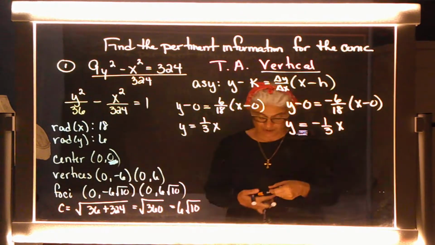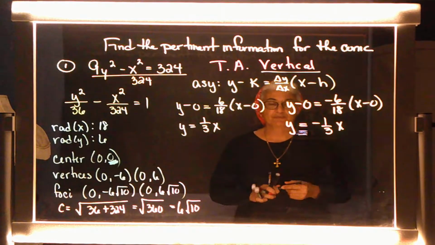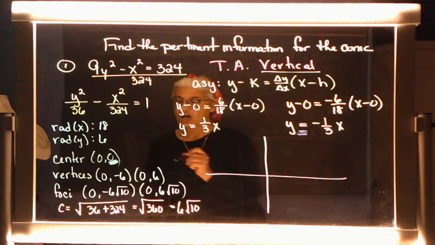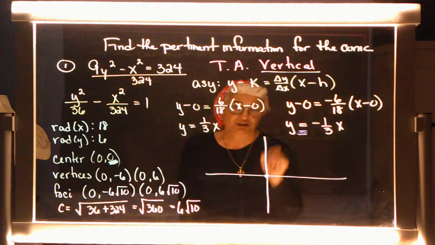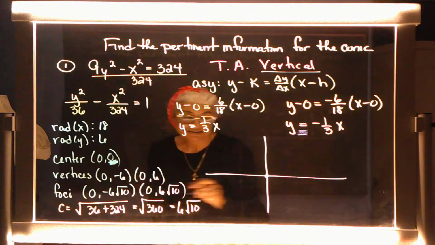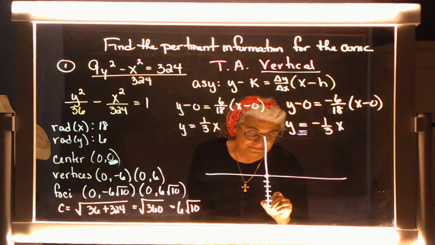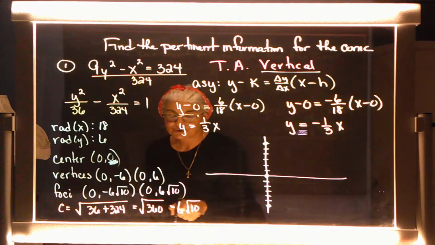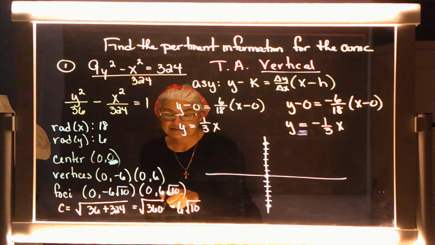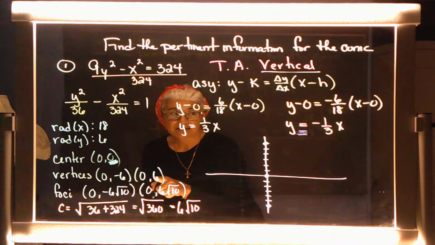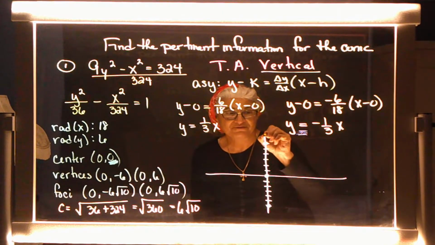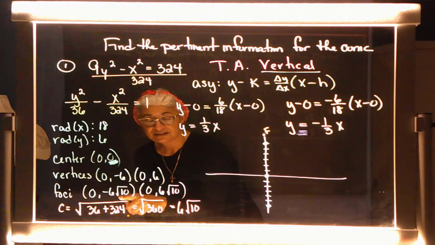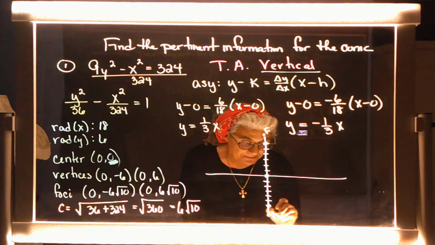Good? Okay. Now, gratefully I left myself some board space because I want to graph this because I need you to see what this hyperbola looks like. I have a center of 0, 0. Agreed? One vertex is at 0, negative 6. The other one's at 0, positive 6. My foci. Well, isn't 6 times the square root of 10 larger than 6? Good. Which means one of my foci is up here, and then negative 6 root 10, the other one is going to be down here somewhere.